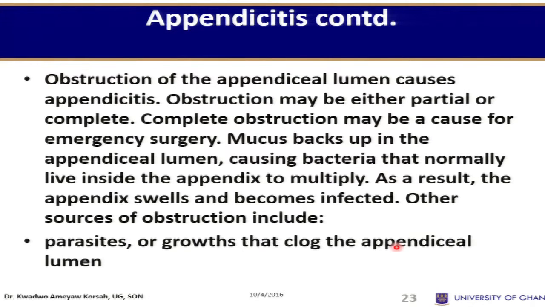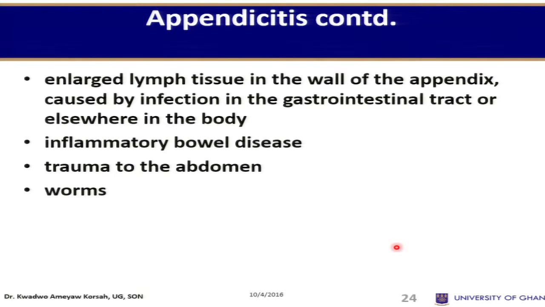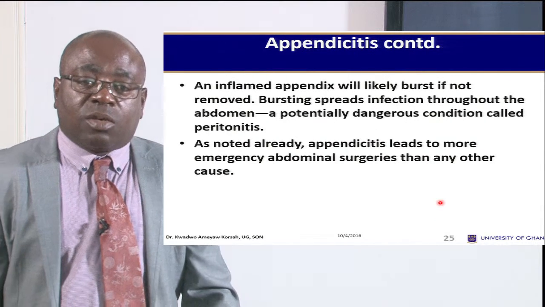Other sources of obstruction include parasites. We have growths that also obstruct the appendiceal lumen, enlarged lymph tissues in the wall of the appendix caused by infection in the gastrointestinal tract or elsewhere in the body, inflammatory bowel disease, trauma to the abdomen, and then worms in general.